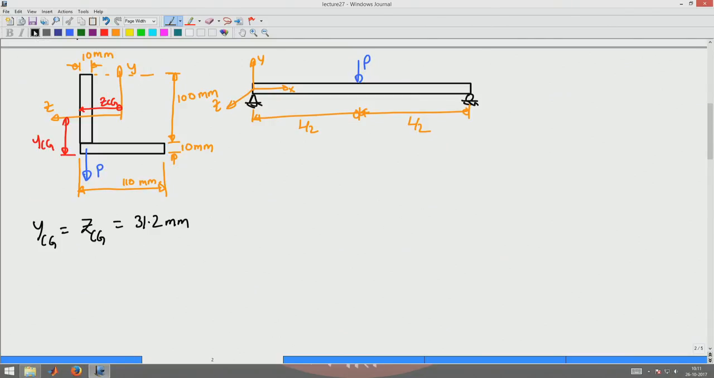Similarly, for this cross section, for the oriented axis, Iyy will be equal to Izz, again because it is an equal angle, and that will be equal to 2.4 into 10 power 6 millimeter power 4. And then Iyz is going to be 1.4 into 10 power 6 millimeter power 4 for this orientation of the coordinate system, y and z directions. So basically these are the section properties of the cross section.